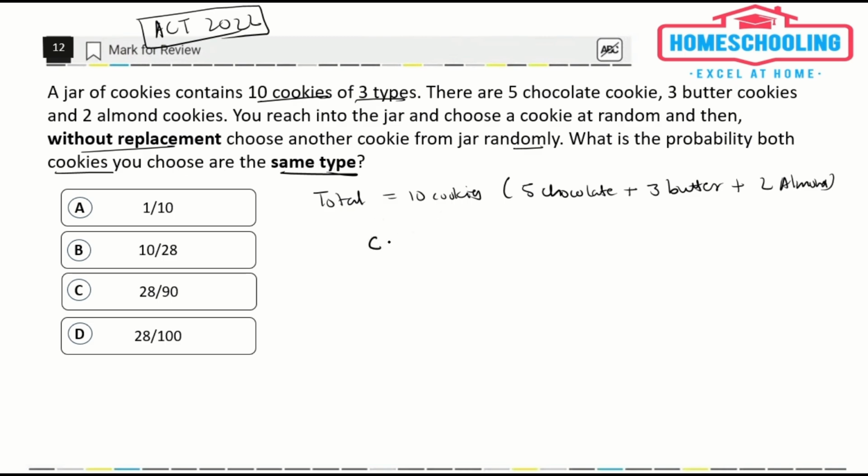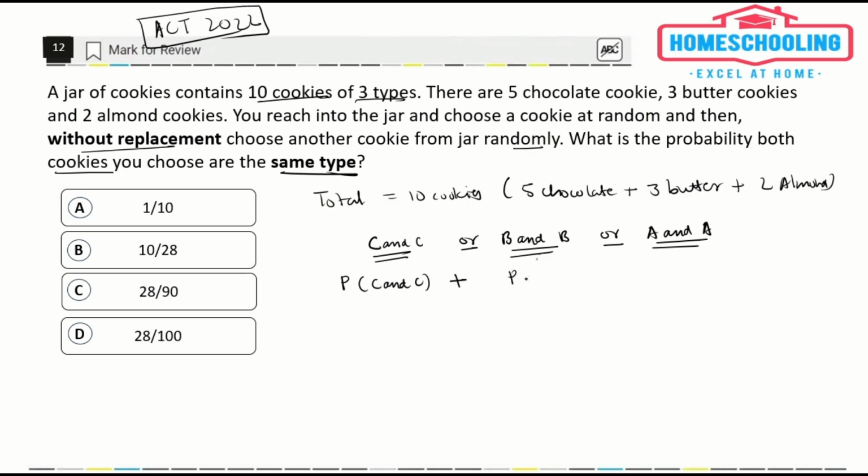So either we can choose chocolate and chocolate cookies, or we can choose butter and butter cookies, or almond and almond cookies. So we can have a total of 3 types of possible combination. So now let's find the probability of all of them. So we can say that P chocolate and chocolate, "or" is given. So as we know, "or" can be substituted with a plus sign because it is addition.